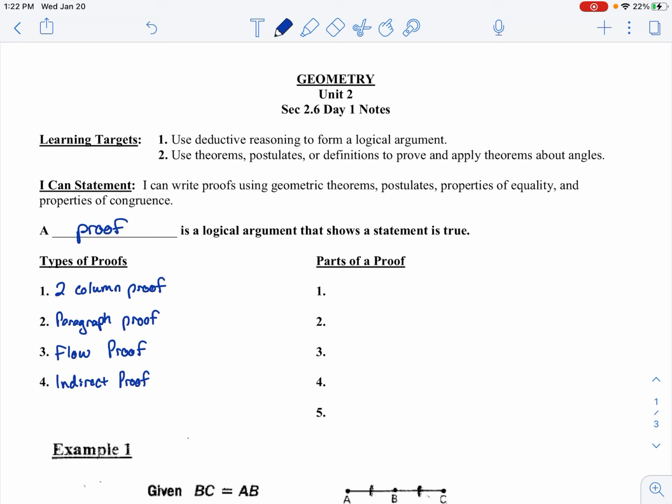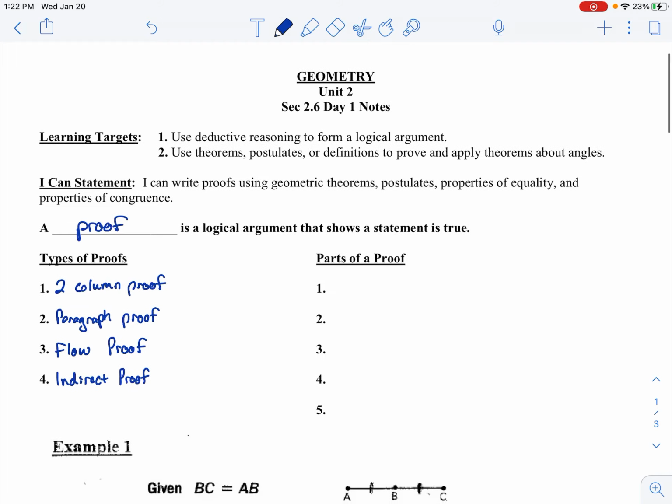Now, the parts of the proof. Here are the things that you need in a proof. And now the nice thing is that the first three are always going to be given to you. Speaking of given, the parts of the proof are the given information or the given statement. You will always be given information to start with. We will never just say prove something. There will be some information provided, and then with that, you will be asked to prove something.